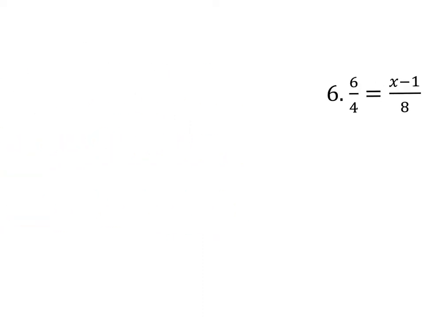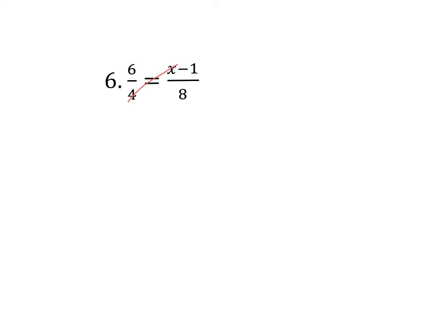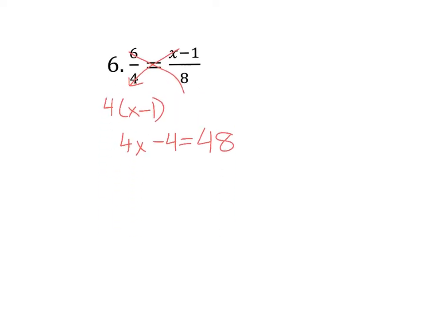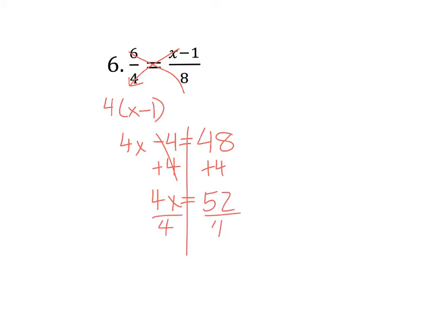Okay. Then number 6 over here, cross multiply this way, and I'm doing my distribution, 4 times (x minus 1). So 4 times x is 4x. 4 times negative 1 is negative 4. Cross the other way, 6 times 8 is 48. And then let's solve using my opposite operation. So I add 4, and 4x equals 52. Divide by 4, and that would be 13, I believe. Yeah, 13. Okay. So that is basic cross multiplication. Let's go to the back page.